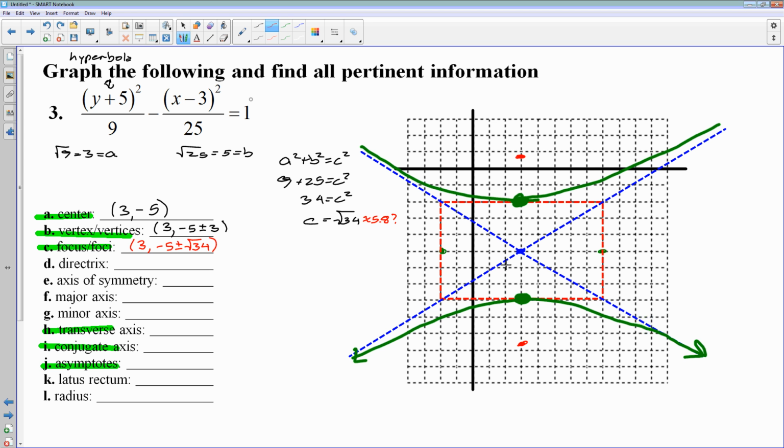And that distance, you can count that as 6. And the conjugate axis is the other dimension of the box. I went left 5 and I went right 5. That's 2 distances of 5, which is 10. And then the asymptotes, I use point slope form. Both asymptotes go through the center, so I know the point is 3, -5.